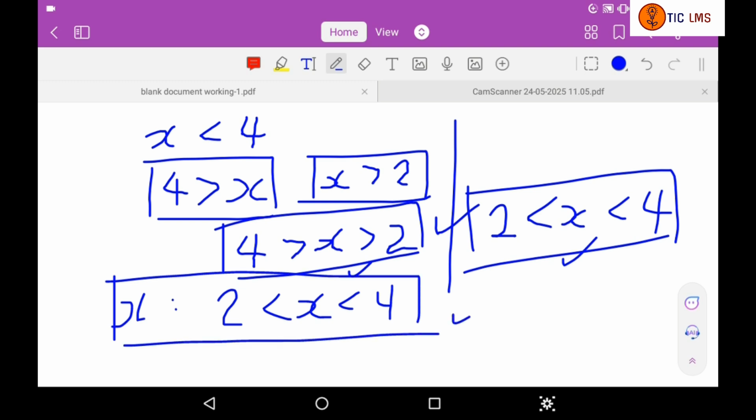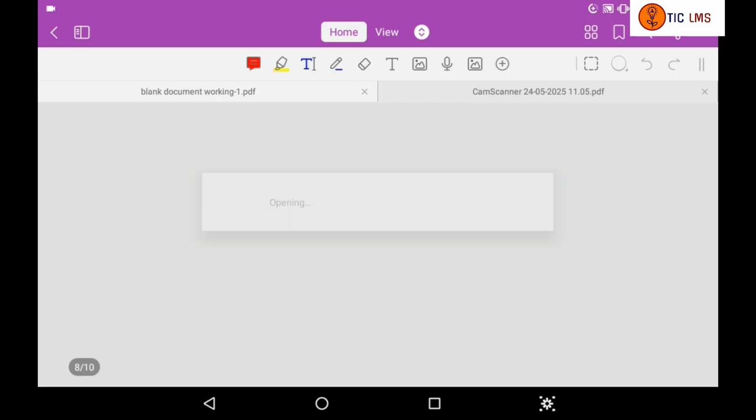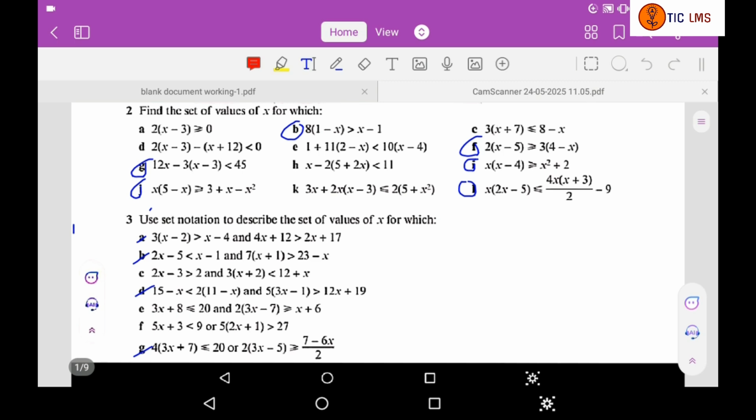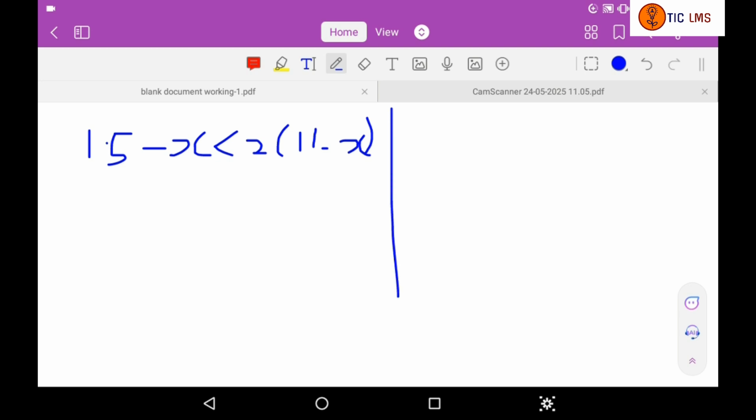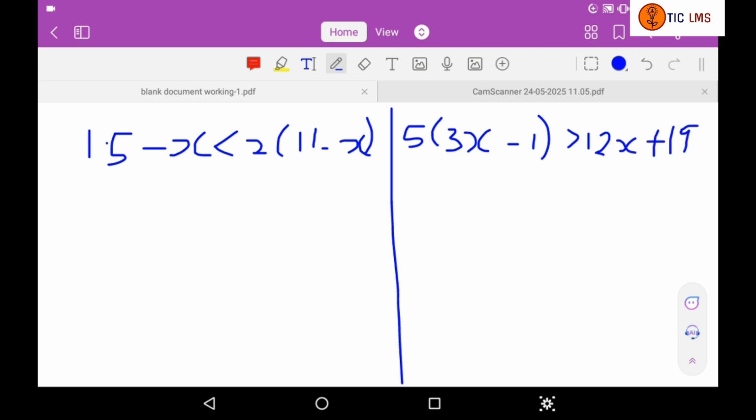That is the answer to this question. Okay, let's jump into the next question, which is D. Let's look at it quickly. We have 15 minus x less than 2 into bracket 11 minus x. Then we have 5 into bracket 3x minus 1 greater than 12x plus 19. So let's move to the left. We are solving question D right now.